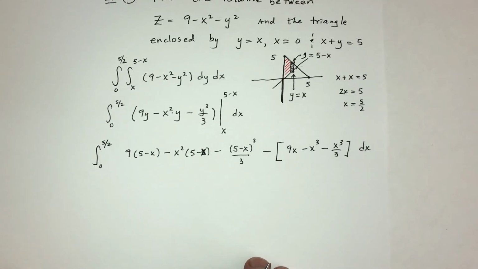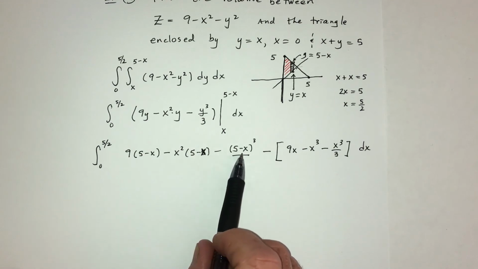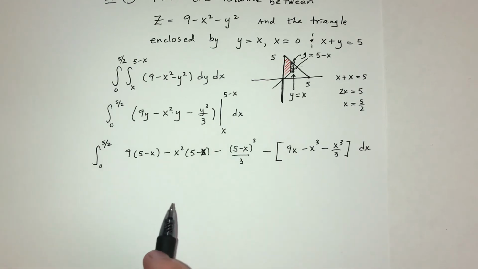So, what to do with the algebra? This one, I can multiply easily. This one, to be honest, I don't feel like cubing it. I think I'm just gonna leave it like that and integrate it. The other terms, I'm gonna combine those.